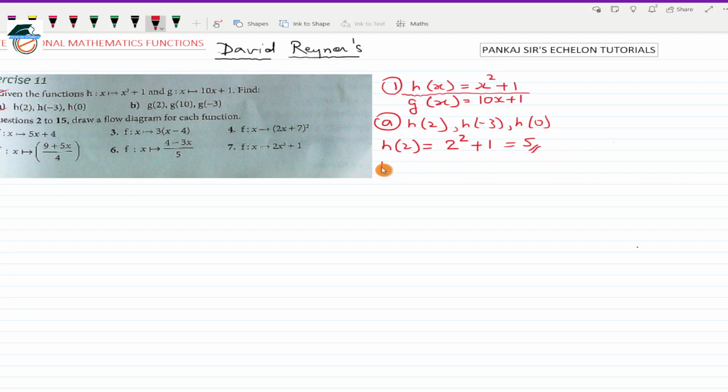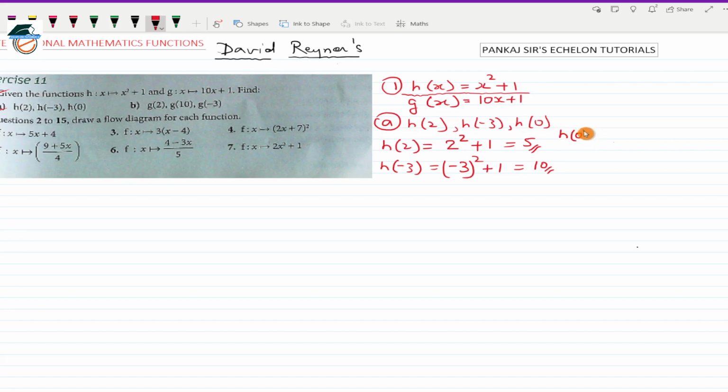In the same way, h of minus 3 will be, in this same formula, h of x equal to x square plus 1, only in the place of x, you put minus 3. Now this x is raised to 2, so I'll put this minus 3 raised to 2. And then I'll complete the function plus 1. Now I'll simplify. So this will be 9 plus 1, 10. That's the answer. Next one is h of 0.